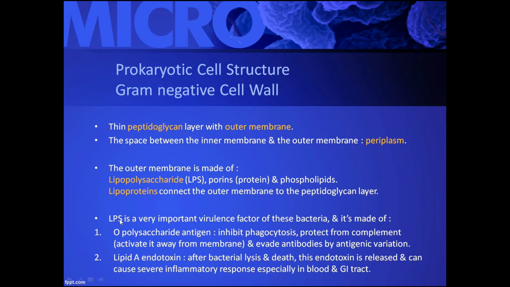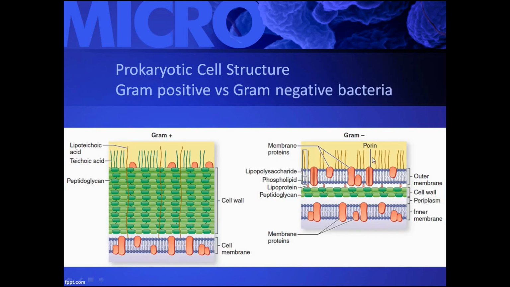Now, the lipopolysaccharide, as we said, is a very important virulence factor to gram-negative bacteria. It's made of two structures. We have the O-polysaccharide antigen. These are polysaccharide side chains that are long and spread outward. So this part is the lipopolysaccharide. The yellow side chain is the O-polysaccharide antigen.